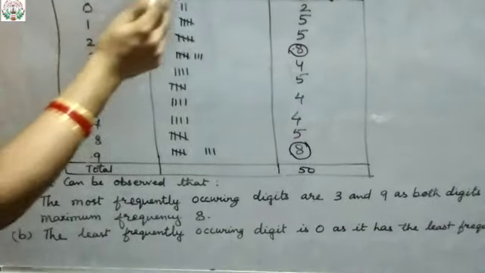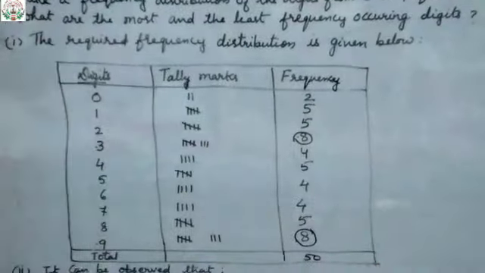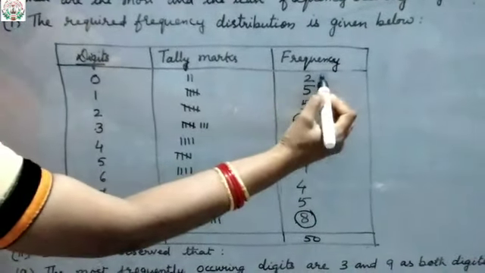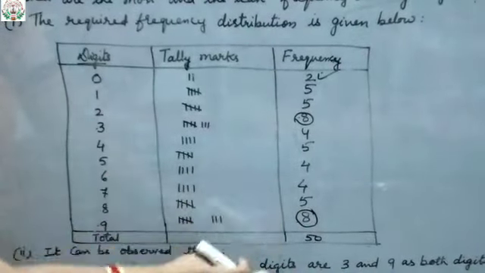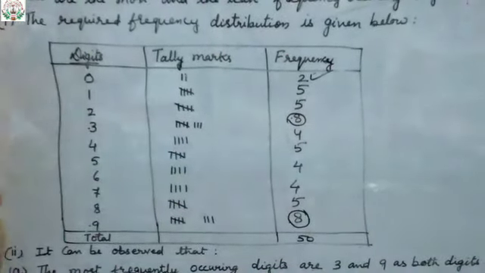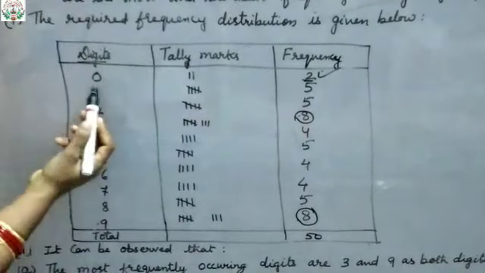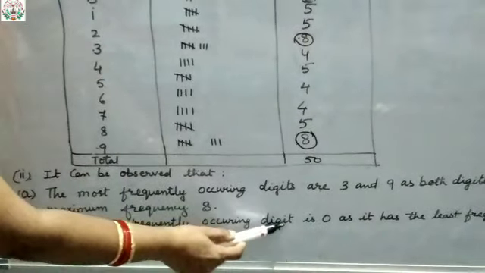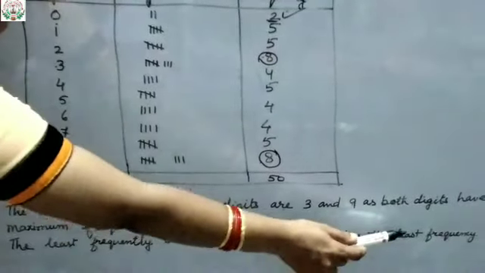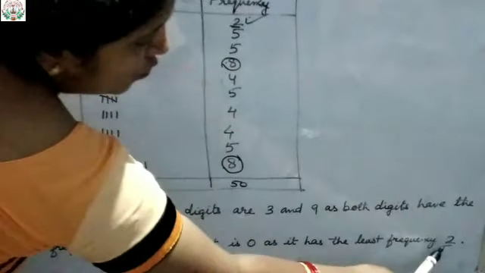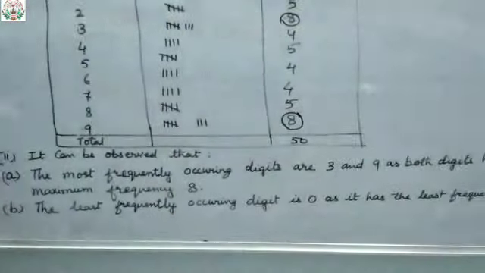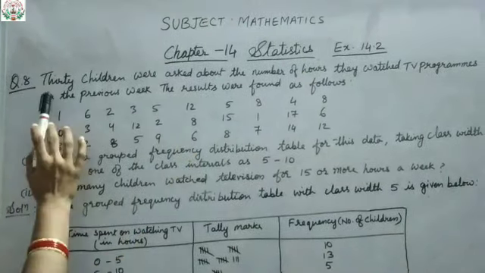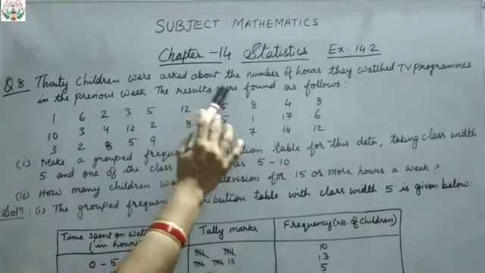Okay. Same way the least frequency means very less number of frequency in the frequency column. That is 2 only. When you see that column, which one is having the least number? That is 2. So 2 means 0. So you can see the least frequently occurring digit is 0, as it has the least frequency, that is 2. Clear? Understood? Okay.